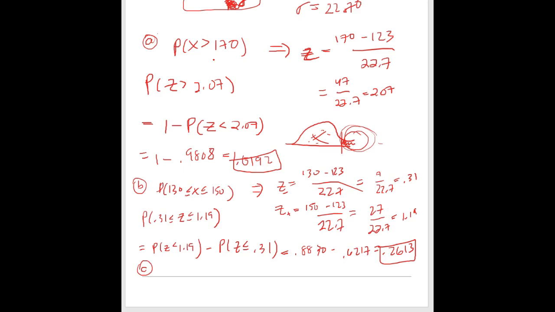And then our last question asks, what is the probability that a randomly selected cell phone bill is no more than $80? So that is just the probability that X is less than $80. Okay, and so then we have to find the z-score for $80. That's just going to be 80 minus 123 over 22.7, which is equal to ultimately negative 1.89. Then this is going to be fairly simple: the probability of z is less than negative 1.89, and that's just going to be a value that we look up in the table because it's already a less than probability.